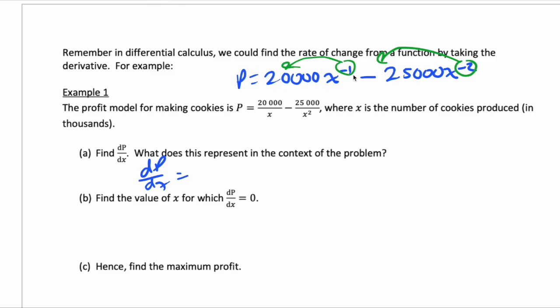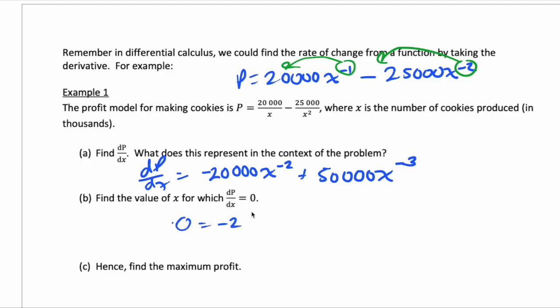Okay, so we multiply negative 1 times 20,000, which is negative 20,000. The exponent gets reduced by 1. Then we have negative 2 times negative 1, which is positive, and multiplied by 25,000 we get 50,000 x to the power of negative 3. We reduce the exponent by 1.